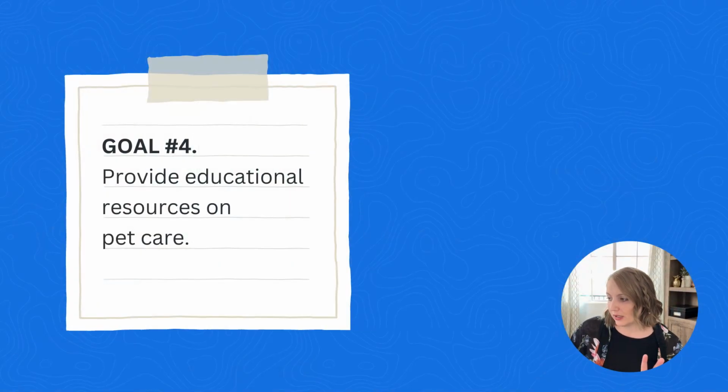The fourth goal is to provide educational resources on pet care. One of the things I'm thinking is we could do a free course about basic pet care that comes free with every pet adoption. In order to facilitate something like that, we would need some sort of learning management system, like a course plugin. So that's something we could explore.